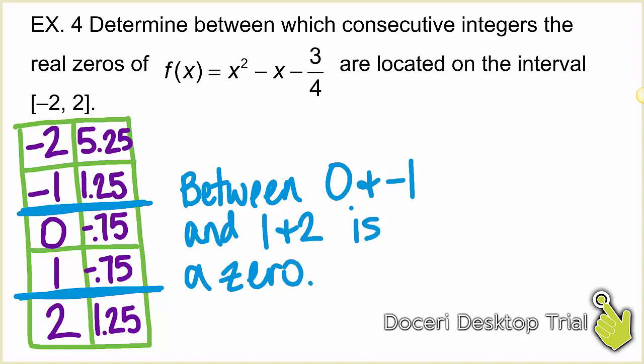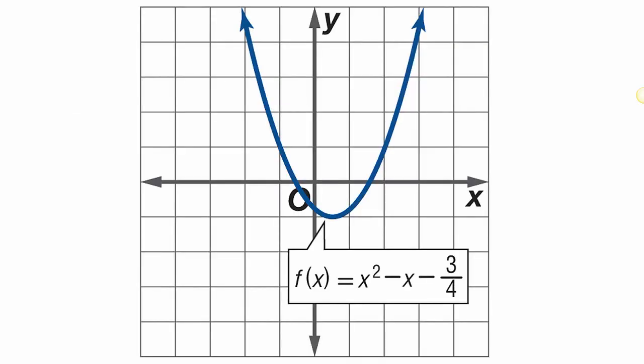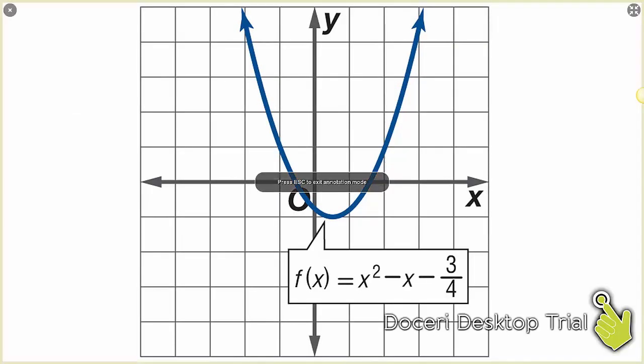Okay, so between 0 and negative 1, and 1 and positive 2. So let's look at the graph of this. Hopefully I have the graph up here. So you can see that here is where this graph crosses the x-axis. This point and this point. And if I was just looking at the x values, this is between negative 1 and 0. And this other one is between 1 and 2.